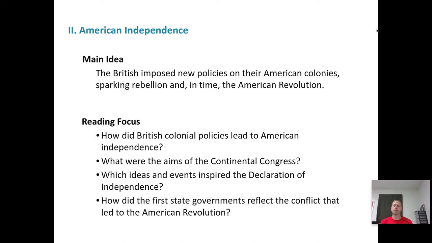The main idea of this section is that the colonists in the Americas are going to rebel against the British because the British started imposing harsh new policies on us. And this in turn is going to lead to the American Revolution.